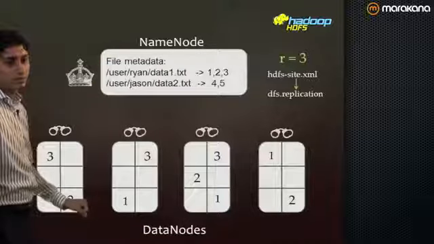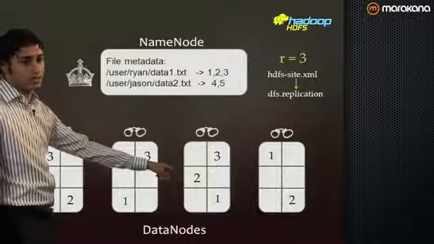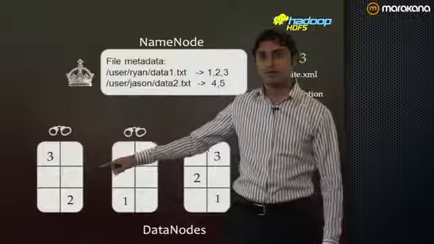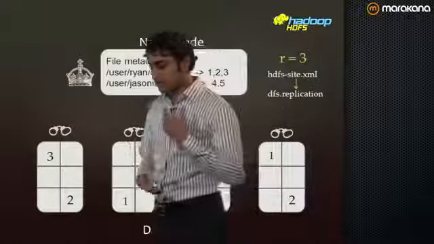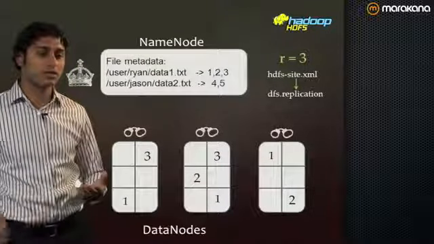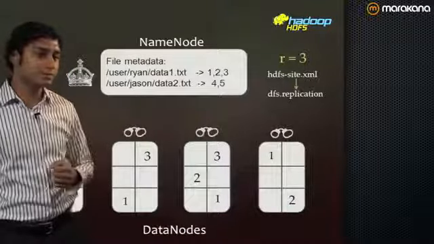Same thing with the second block. You can see that there's a replica of it here, and a replica of it on another data node, and a replica of it on the first data node. So this leads to HDFS being a highly available file system, and it's also self-healing.